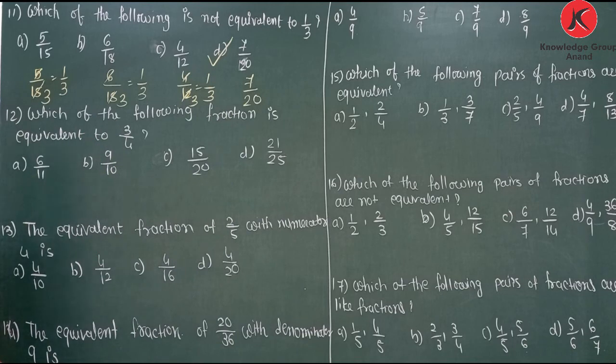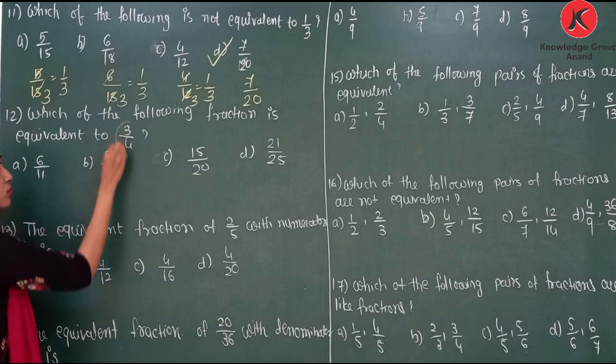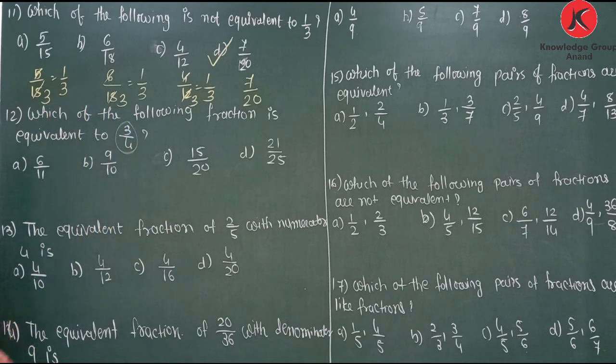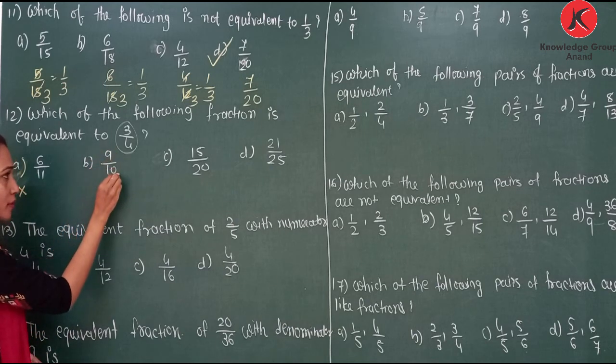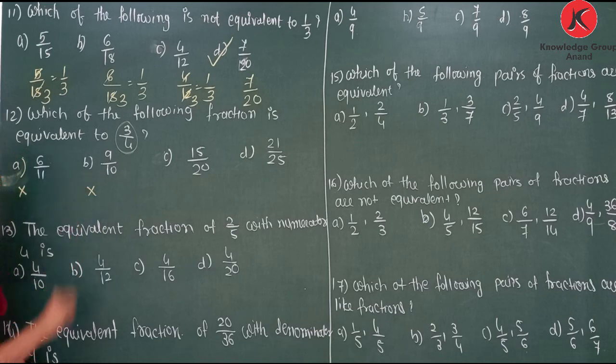Next, which of the following fractions is equivalent to 3 by 4? So find the factors, and if we get 3 by 4, then they are equivalent. So 6 by 11. If we cut the common factor, there is no common factor between 6 and 11. So that is not equivalent. Let's check the remaining options. 9 by 10. Here we need to find which of the following is equivalent. 9 by 10, there is no common factor between 9 and 10. So this is also not equivalent.